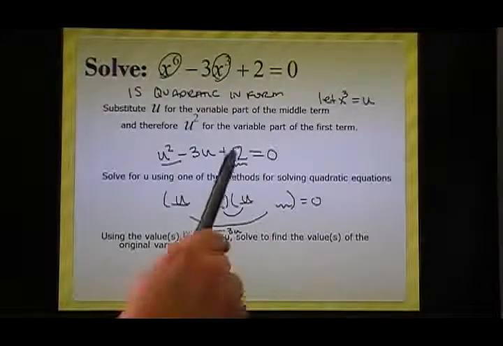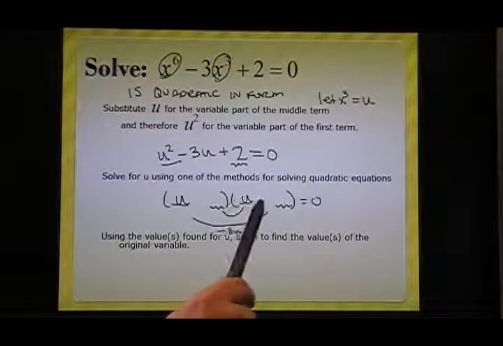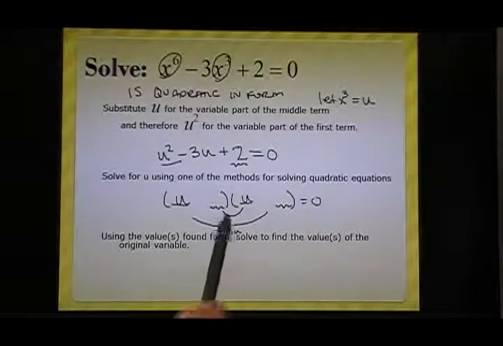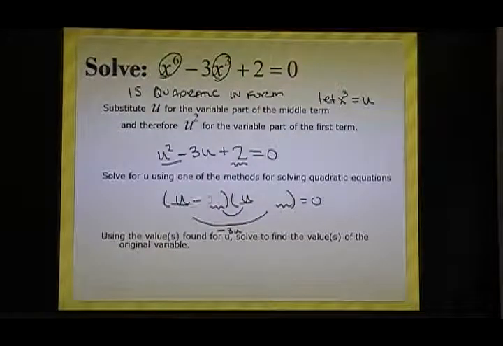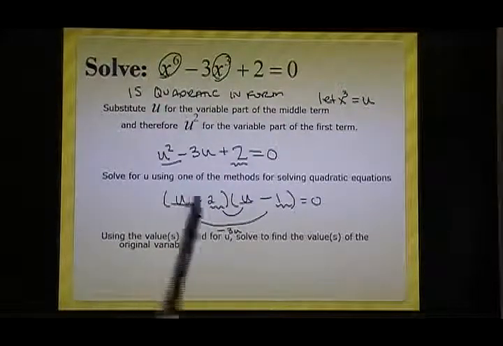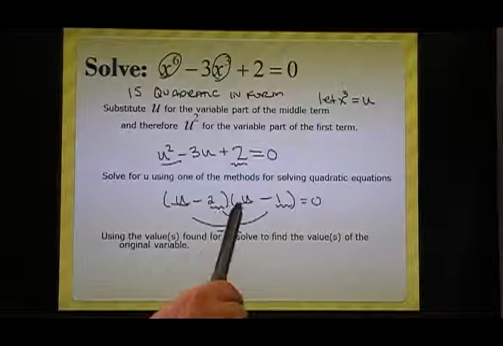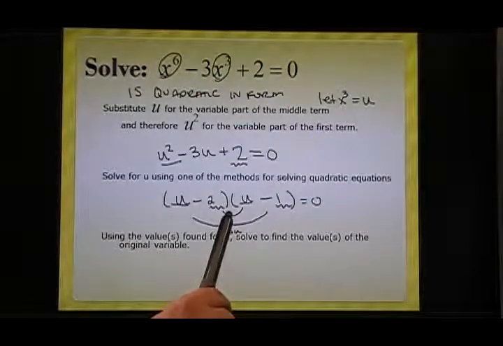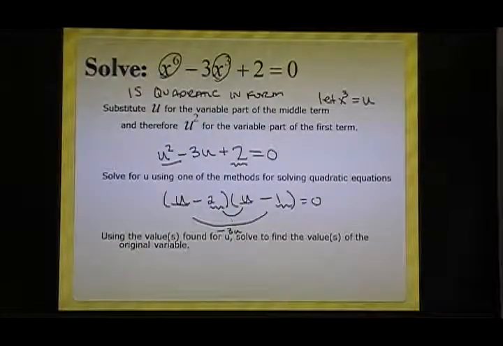To multiply to a positive 2, I have to either do a positive times a positive or a negative times a negative. Due to the fact that I want my inner and outer to add to a negative, I'm going to choose negative, negative. If I try minus 2 and minus 1, negative 2 times negative 1 does give me positive 2. When I multiply my inner two together, I get negative 2u. My outer two, I get negative 1u. And negative 2u minus 1u does give me negative 3u. So this is the correct factorization.